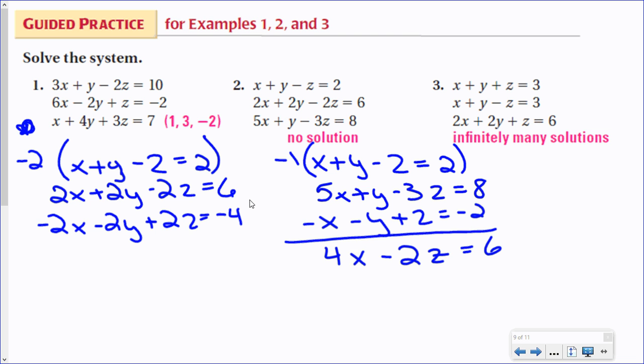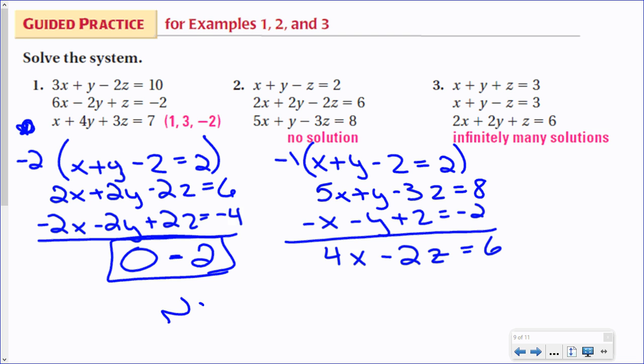All right, everything's looking good. You get 0 for the x's, 0 for the y, and 0 for the z. So that's all out. Something goofy's going on, you can tell. And 6 minus 4 is 2. This is an example of no solution.